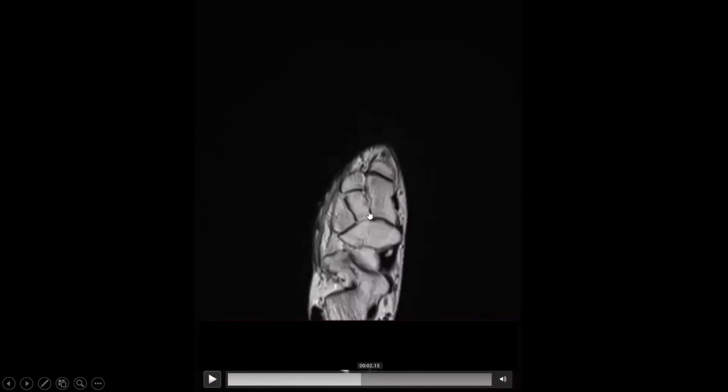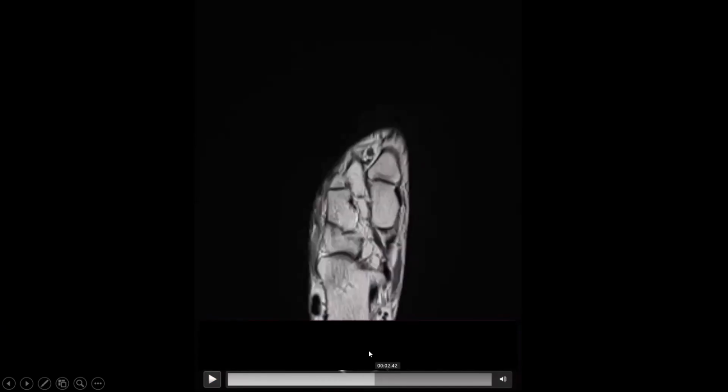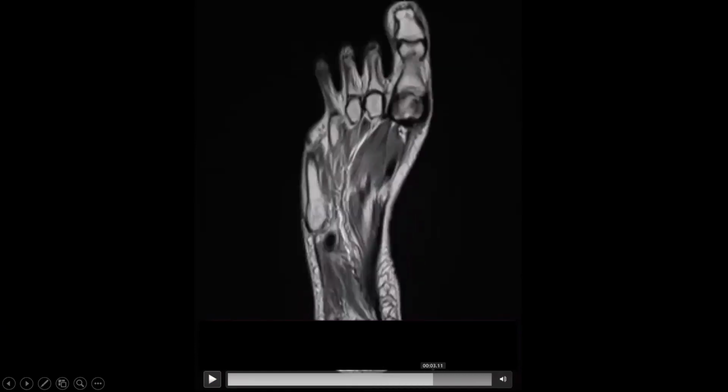Here we can see three cuneiforms. This is the calcaneus, this is the cuboid, and these are the metatarsal bones. This is the fifth metatarsal, fourth, third, second, and first, and these are the toes.